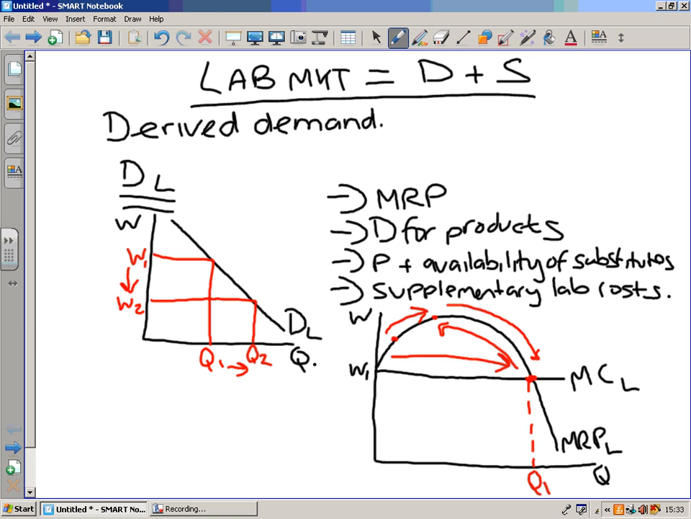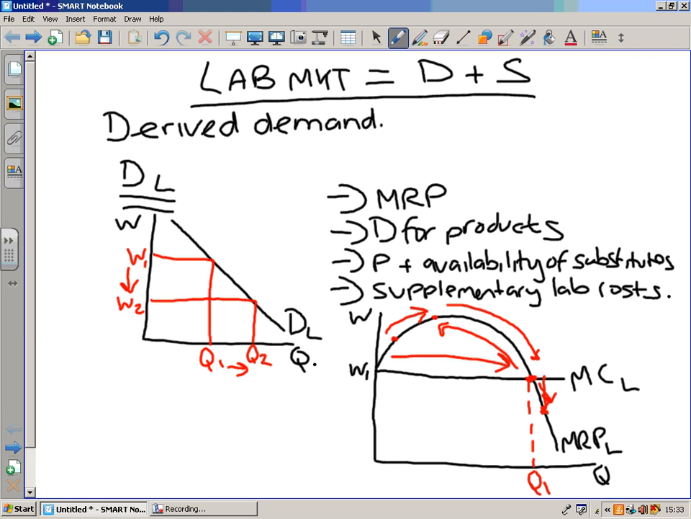Fantastic, no problem. But beyond this point, we can see here, for example, that the MRP of labour is less than the wage rate. So, for example, this person is costing us 25 grand, but we might only be getting back 20 grand from them, so we're making a £5,000 loss on that person.